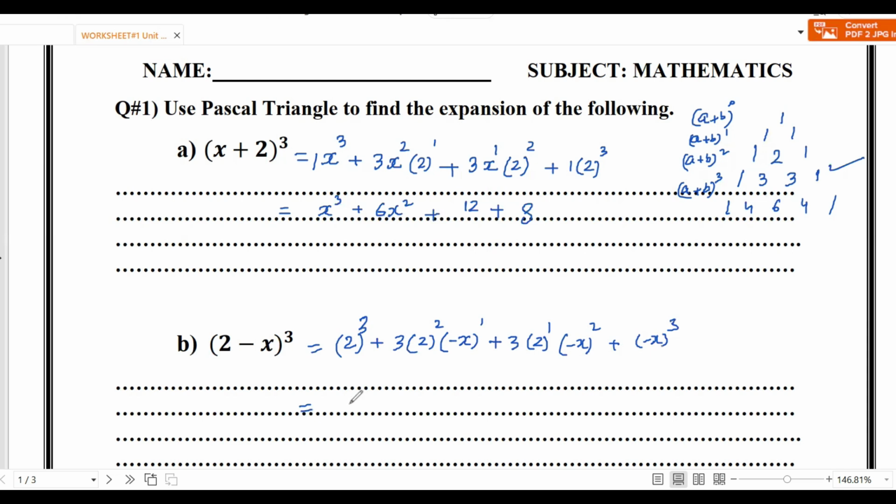2 to the power 3 gives us 8, and 2 twos are 4, 4 threes are 12. Remember one thing, it's minus, so minus 12x, and here because of the square it becomes plus 6x squared, and lastly minus x cubed. I hope you understand.